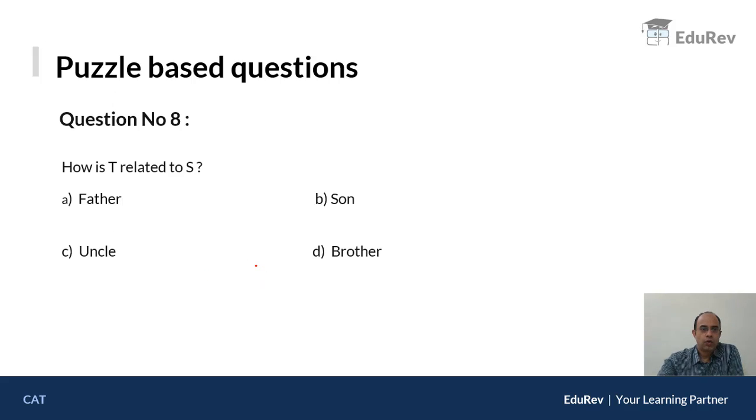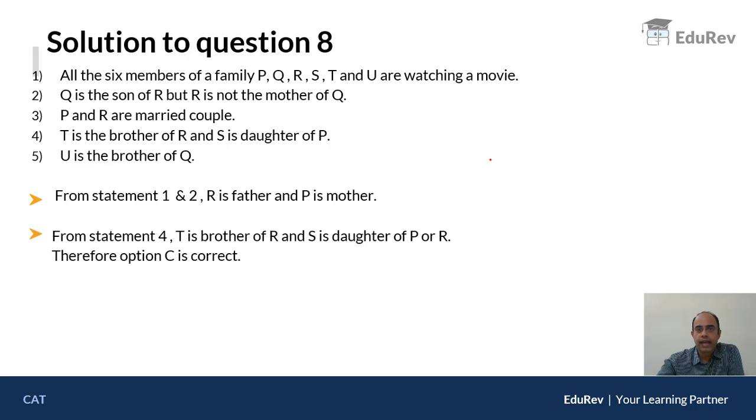Fine, guys. Now, coming to the last question. How is T related to S? Now, for your convenience, I'll again make that family tree so that you totally get accustomed to how to make that family tree. Let's draw again. Q is the son of R, but R is not the mother. R is therefore the father. From the first statement we derive these things.